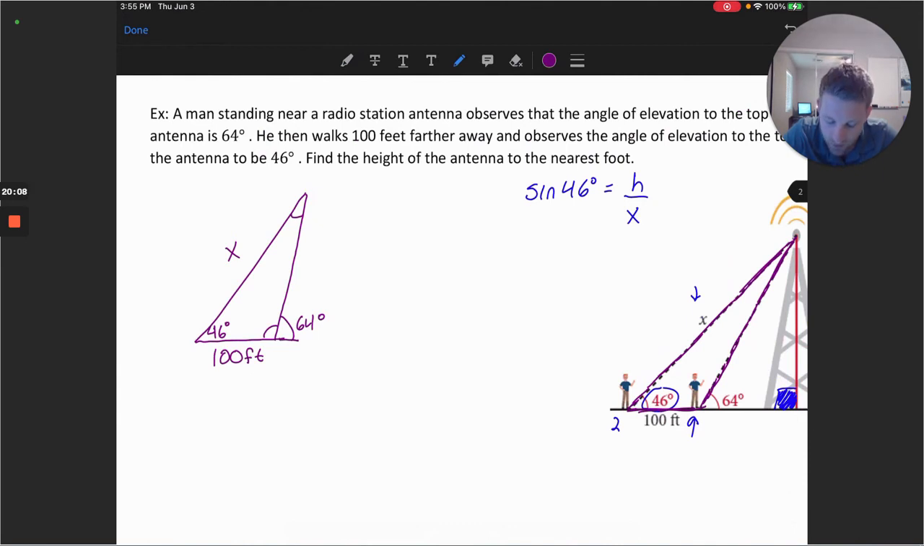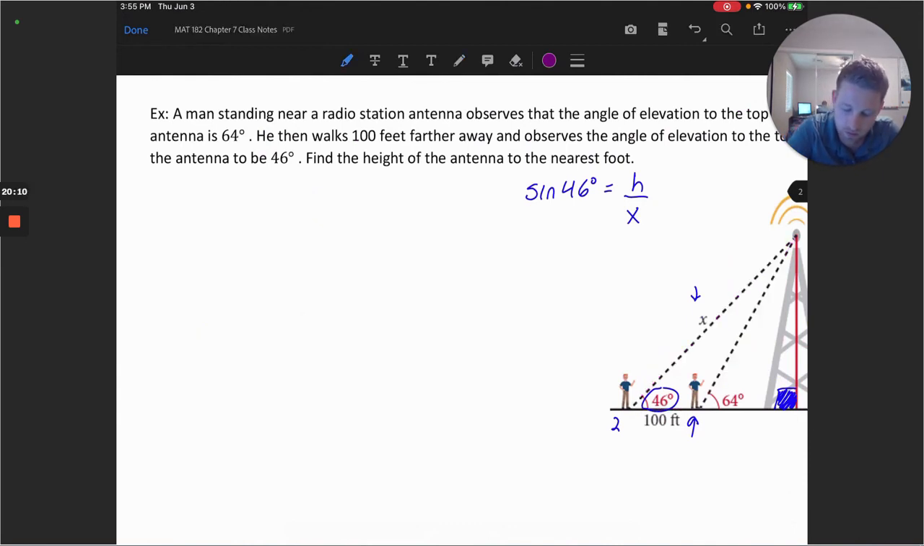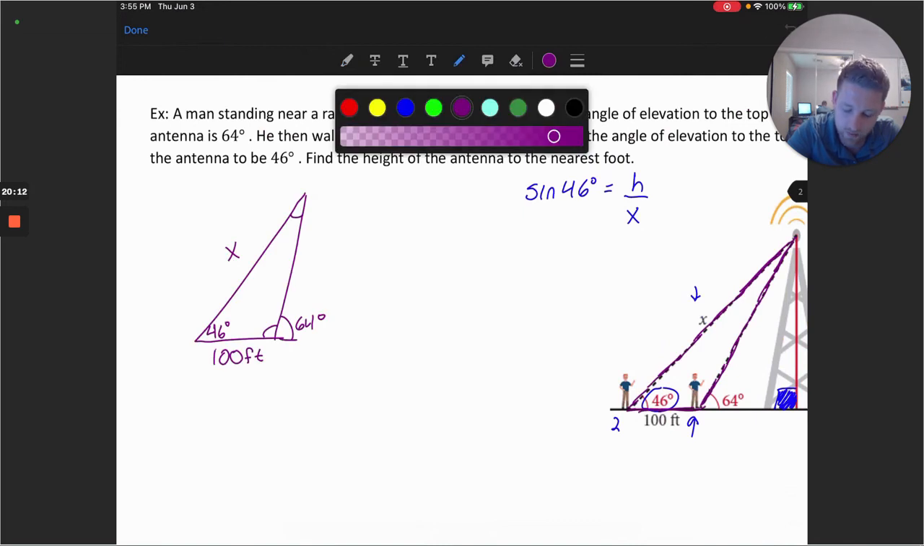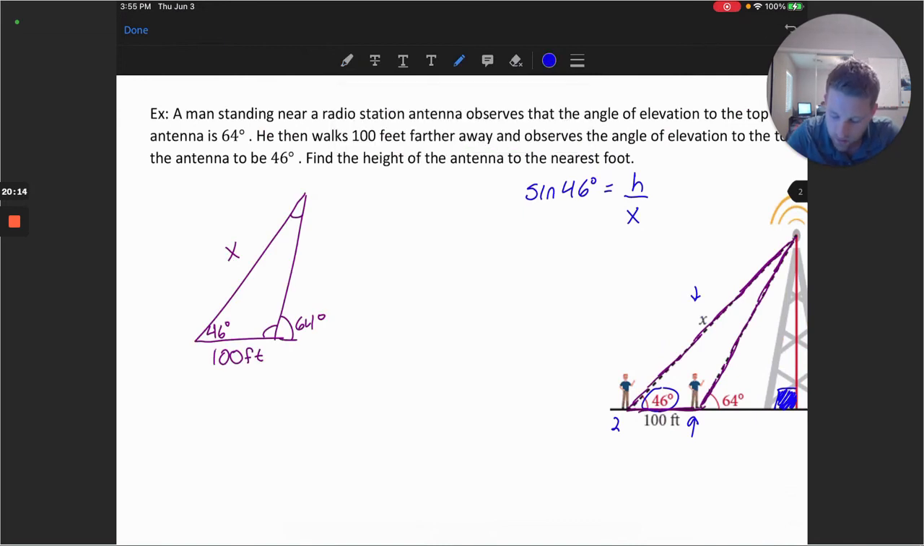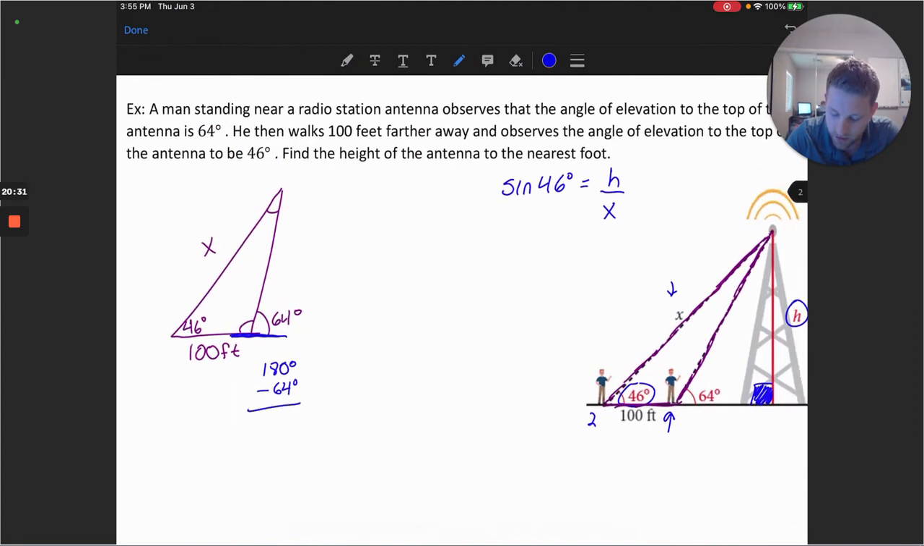So let's see if we can solve for the additional angles and then set up some law of sines to finish it off. Since this is a straight angle down below, we know that this has to add up to 180. So if I take 180, that straight angle, and subtract the 64 degrees that's already there, I can find that this interior angle is going to be 116.